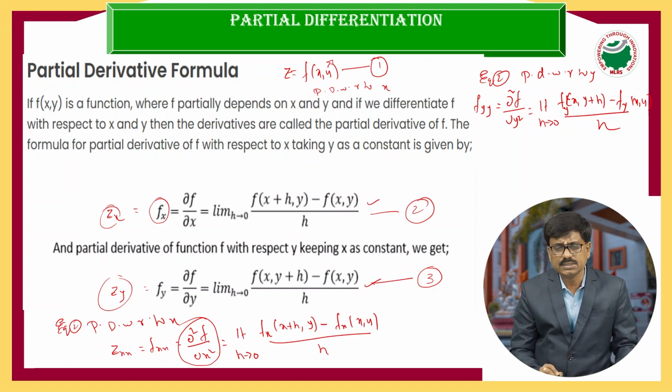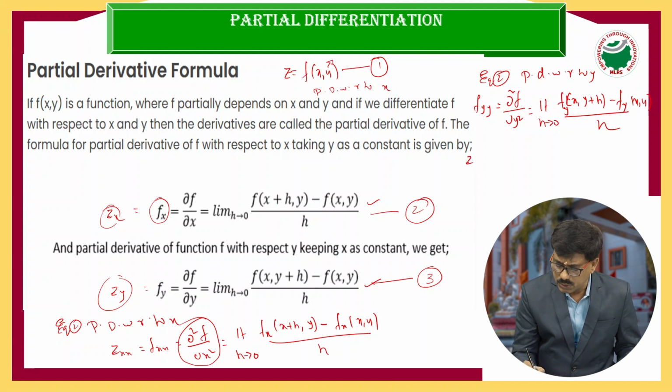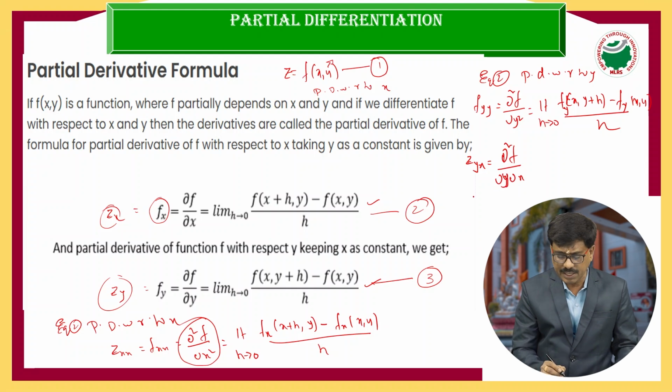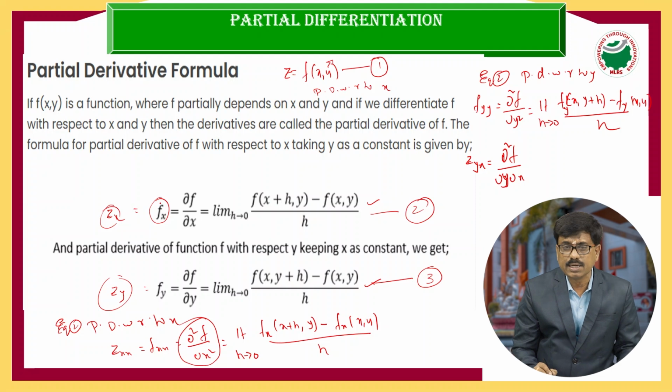I can calculate the partial derivative with respect to y also. Suppose this must remain a function of y, which is dou y dou x, that is dou square f by dou y dou x. Already we calculated equation number 2. I am going to calculate the partial derivative with respect to y.